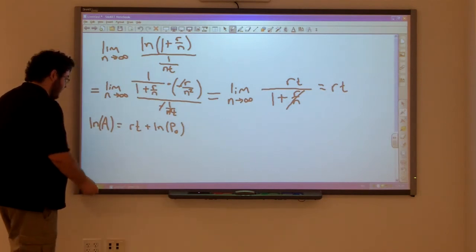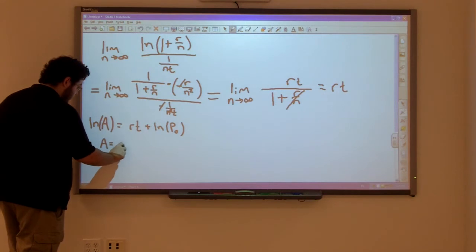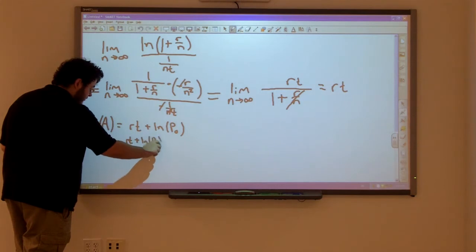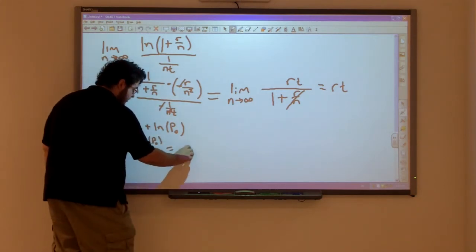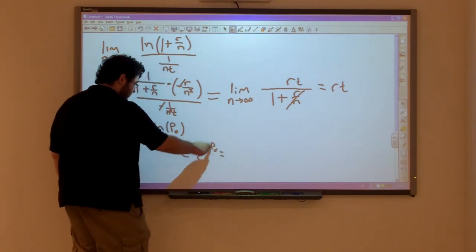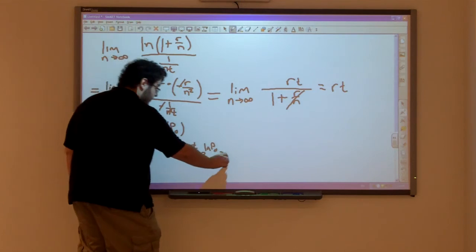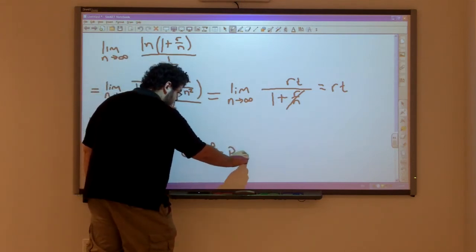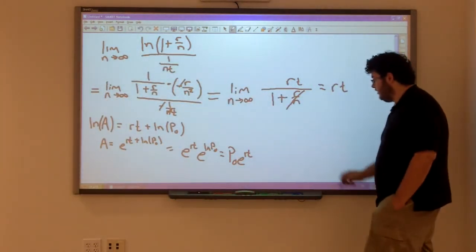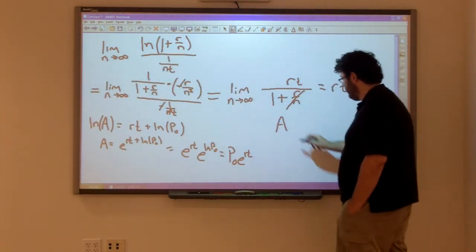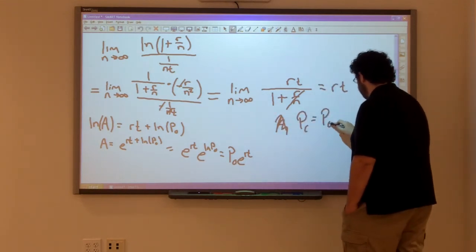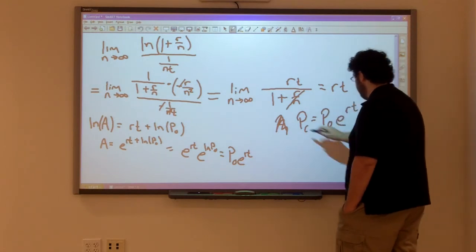Now we can exponentiate both sides. So we get A is e to the RT plus natural log P naught. Well, that's the same thing as e to the RT times e to the natural log P naught. And e to the natural log of something is just that something. So we're left with P naught e to the RT. So for a continuously compounded interest rate, the amount, let's call it P, is just our initial times e to the RT.